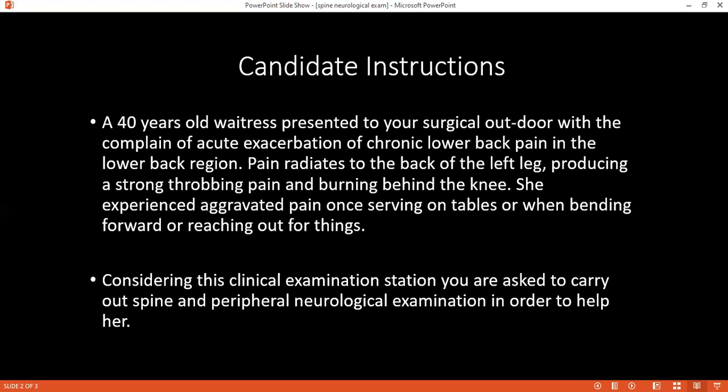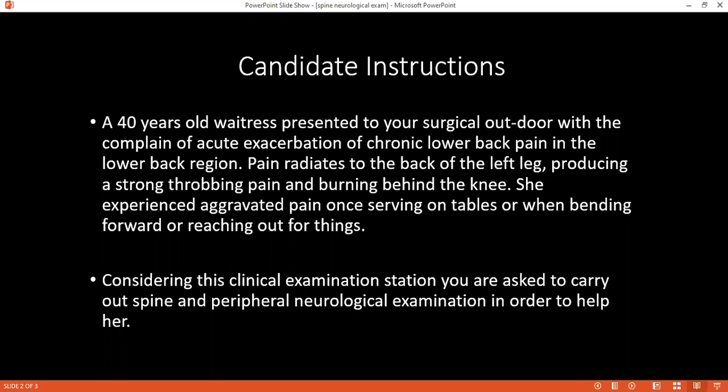And I will also check the paraspinal muscles. Then I ask the patient to flex her neck and then turn her ear to the right, then left, then right, then left. Then I ask the patient to bend forward, then extend. Then I ask the patient to turn right and then turn left.